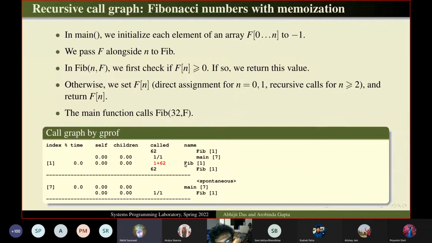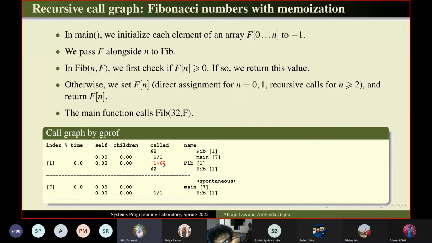Fib. Okay, so this one is the primary line. It says that I am talking about the function fib. The total number of invocations of fib is 1 plus 62, that is 63. Out of this, whatever appears here is a non-recursive call. And after plus, whatever count is appearing, this is the number of recursive calls. How many times fib calls fib?